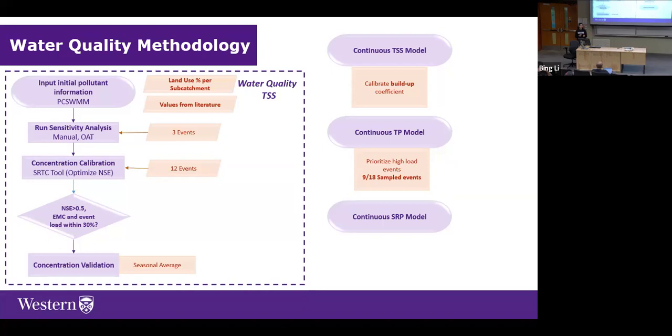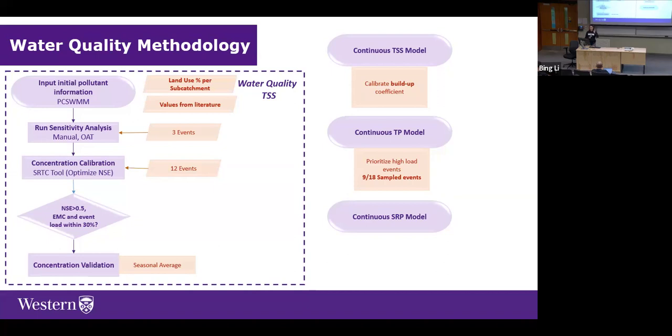It is harder to calibrate water quality events, so I used an NSC value of 0.5 as my criteria. And I wanted the event mean concentration and the total load to fall within 30%. What I found through this was that I had to use a seasonal average, which indicated that the way the buildup and wash off model works in the subcatchment is different in summer and fall.